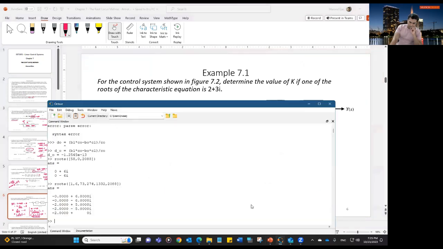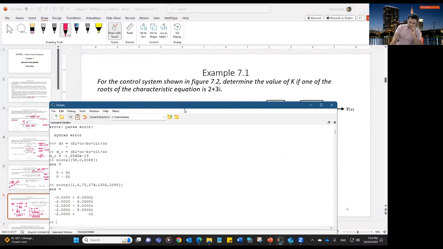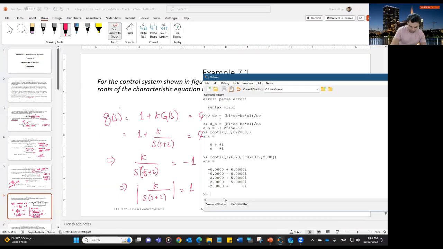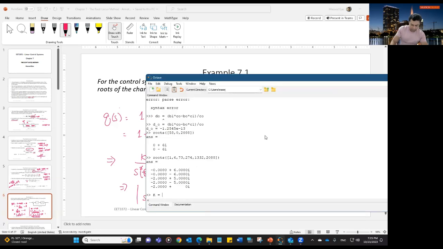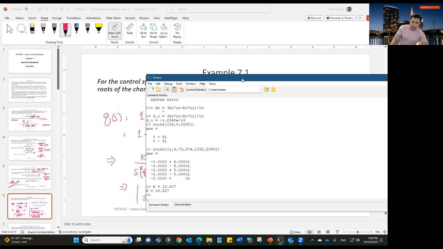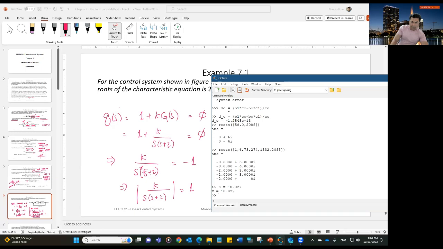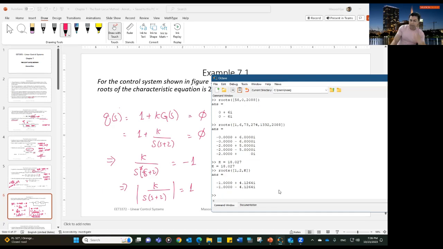Go ahead and open this. Okay, so K is, let's see, 18.027. And your equation is going to be s squared plus 2s plus K equals 0. So the roots of s squared plus 2s plus K equals 0. And it's not producing the correct one. Let's see why not.